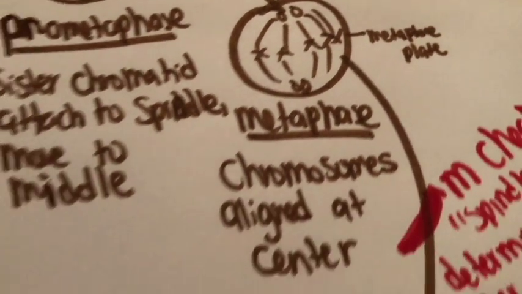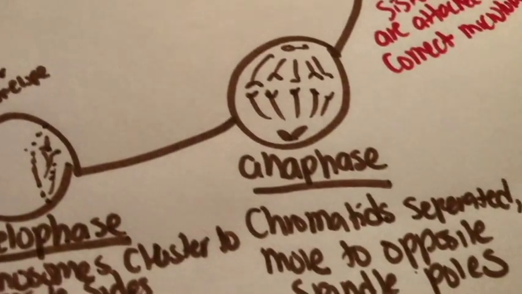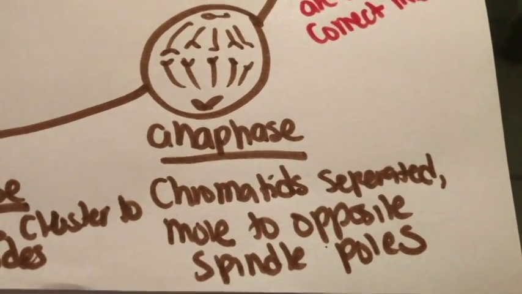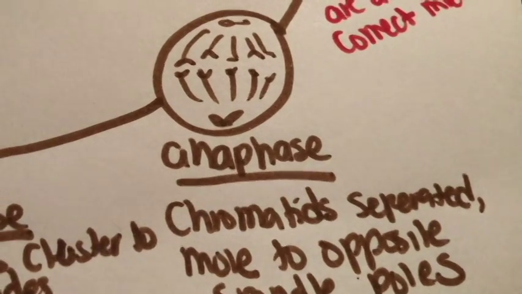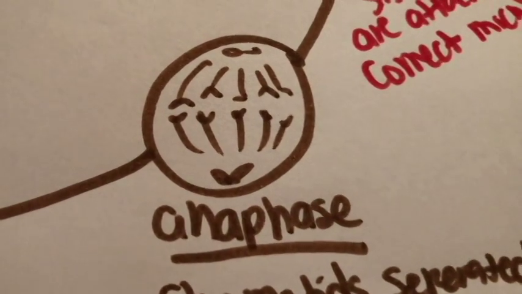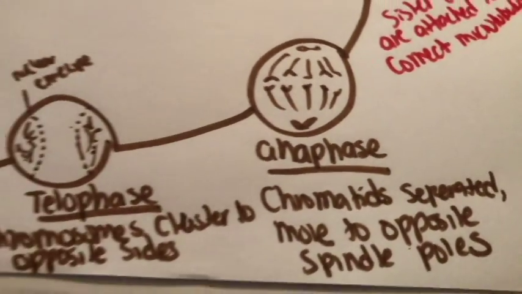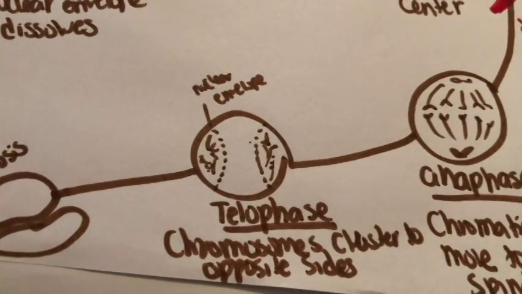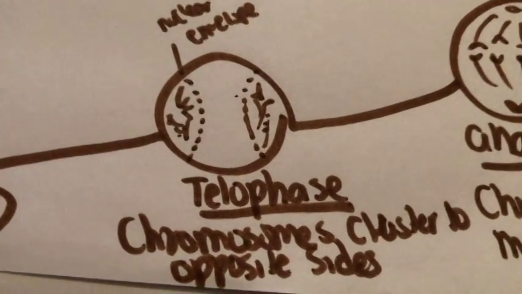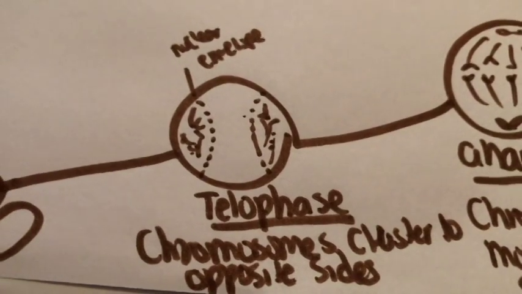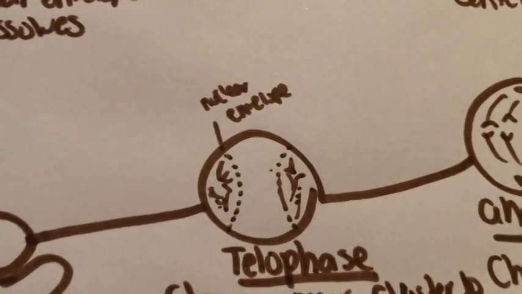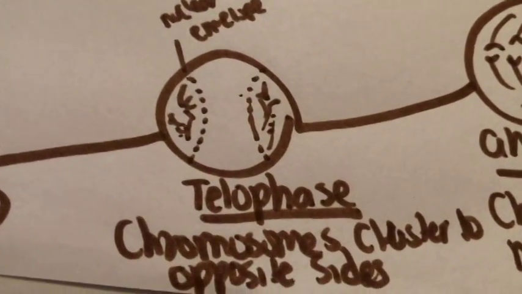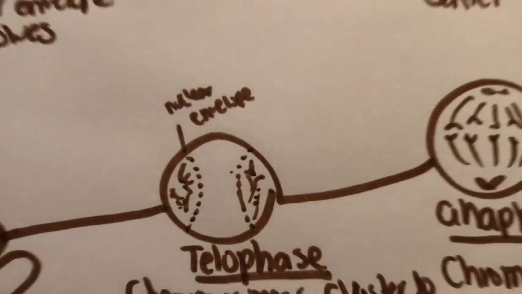And in the next phase, which is anaphase, the chromatids are separated and the chromosomes move to the opposite spindle poles, and the spindle poles move further apart from each other. And in the last phase, which is telophase, the chromosomes cluster at the opposite spindle poles, the chromosomes become dispersed, and the nuclear envelope assembles and the organelles reform.